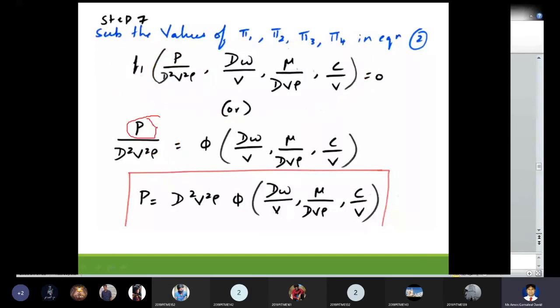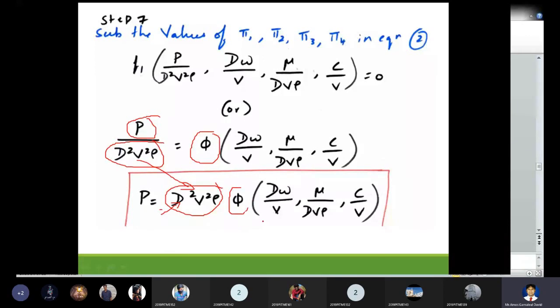P, that is the thrust force. P doesn't mean pressure here. P is your thrust force. Clear? Just because I have taken it on the left, I'm introducing this constant, which is phi. Now what happens? This denominator, I'm going to bring to the right hand side numerator. So this has come here. So P is equal to d square v square rho.